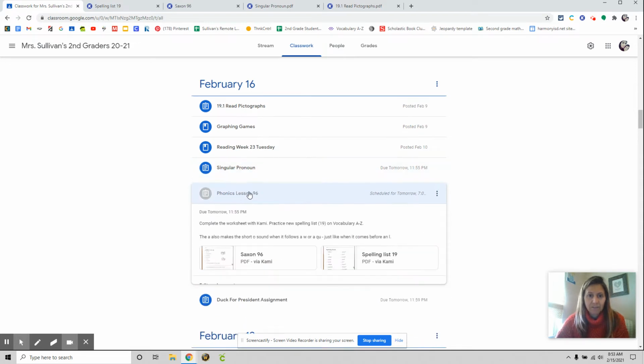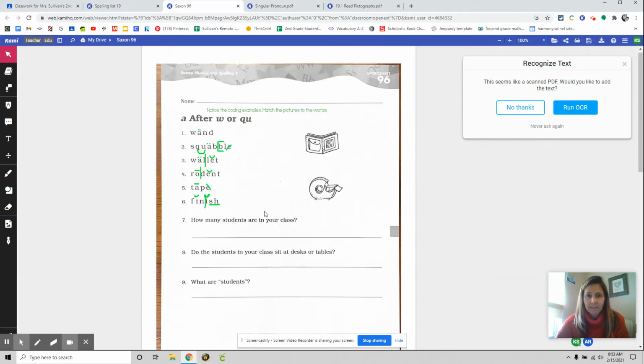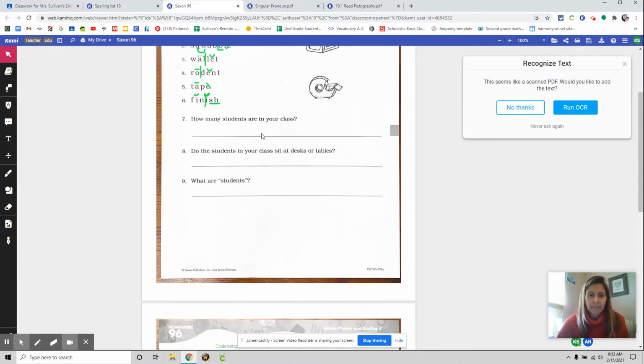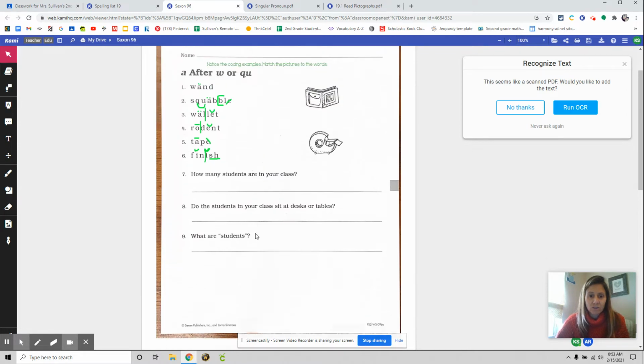And then there is a phonics lesson as well. You'll need to open it with Kami, and you'll see some of this is already done for you. A after W or QU has the 2 dots on the top of it. As you can see, this A is after a W, and this A is also after a QU. So you put the little dots there. Okay. Please be sure to answer these questions.